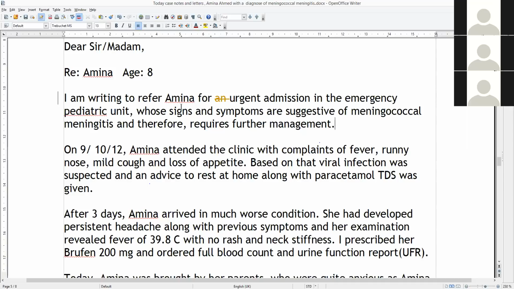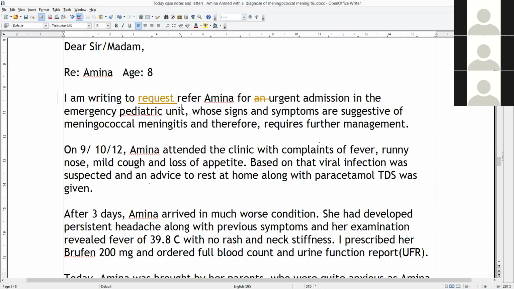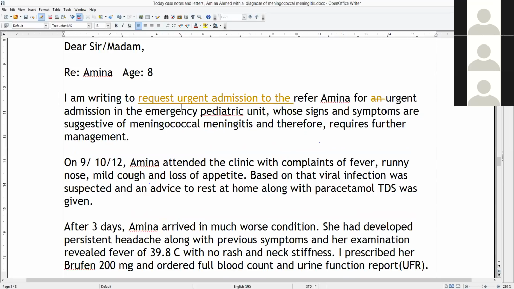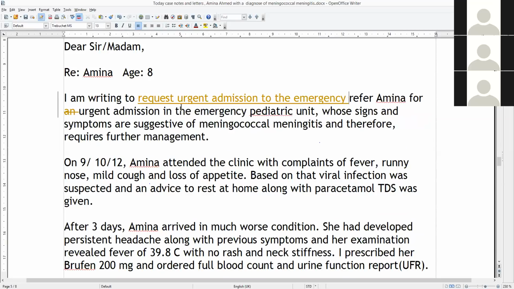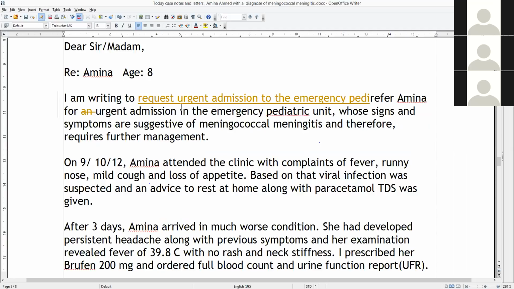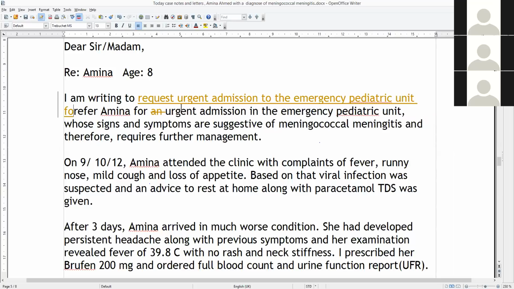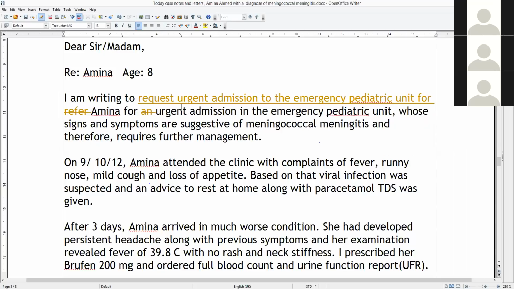Only 2 would do. So something like, I'm writing to request, refer. Well, you're asking, you know, so it's a request. Urgent admission to the pediatric unit for Amina. Okay, get rid of that.